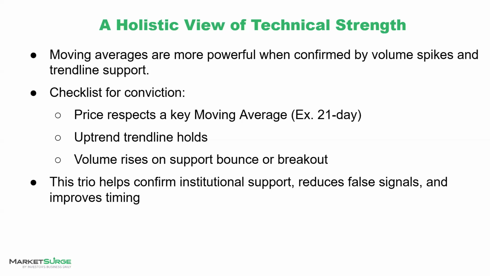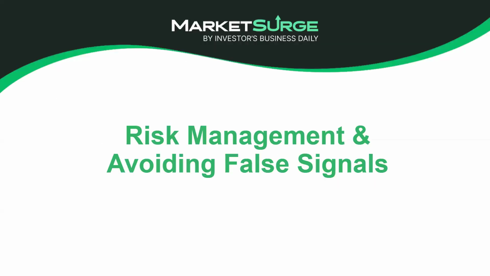Now, if a stock breaks below a moving average and there's high volume, that's a negative sign. That's one of our key sell signals that we look for, right? So putting all of these things together really gives us a very good overall look at the technical behavior of a stock. All right, and finally, risk management and avoiding false signals.